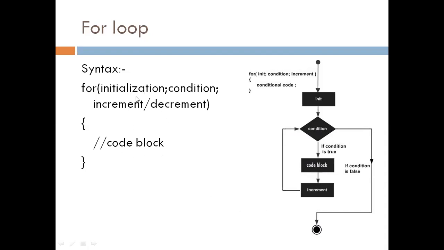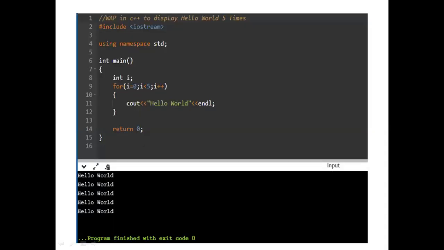Here we use three expressions: initialization, then condition, then increment or decrement. This is the code block. So we'll see one example. Suppose we want to display hello world 5 times. Instead of writing cout hello world 5 times, I used a for loop here. First I declare the variable i, and the for loop does the initialization. Here I initialize i to 0. The condition is i less than 5, and here I use the increment operator, that is i plus plus. And inside the for loop I use this hello world.